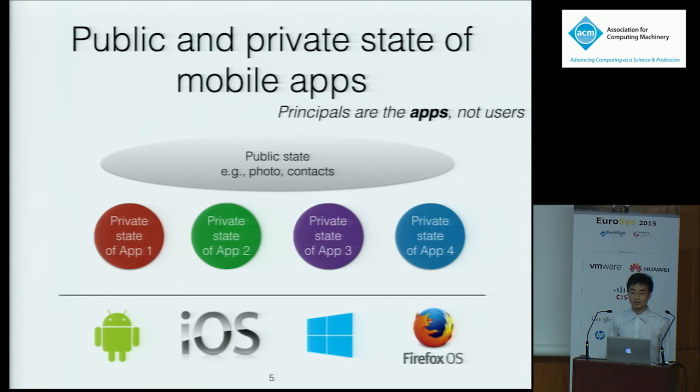Here's a high-level abstract view of the data model in the mobile platform. Each app has some private data, or private state. They also share some public state, like a photo gallery and a list of contacts. Note that here, public and private are in terms of apps, not users, because there's just one user on the platform. And this simple model actually applies to many existing platforms, including Android, iOS, Windows Phone, and Firefox OS.